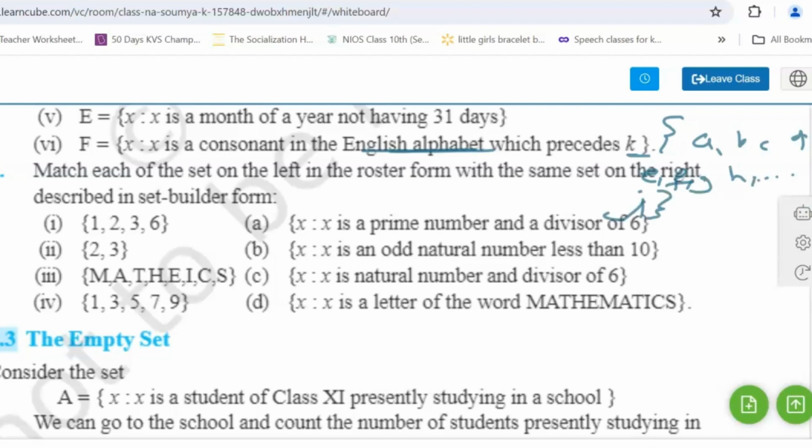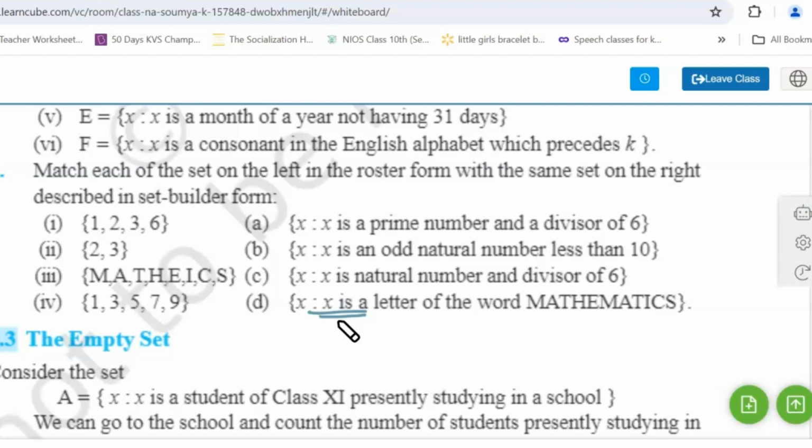Okay. Next one is to match each of the following sets on the left in the roster form, this is the roster form with all the elements included, with the same set on the right side, described in set builder form. The same thing is given on left and right, but in two different forms. This is the roster form. This is the set builder form. Match both of them. Let's see with this right side D. Okay, x is a letter of the word mathematics. So M, A, T, H, E.